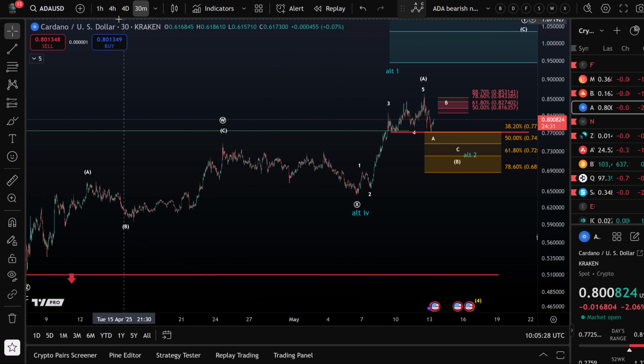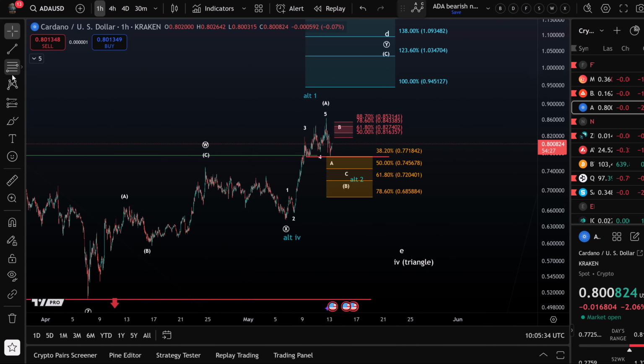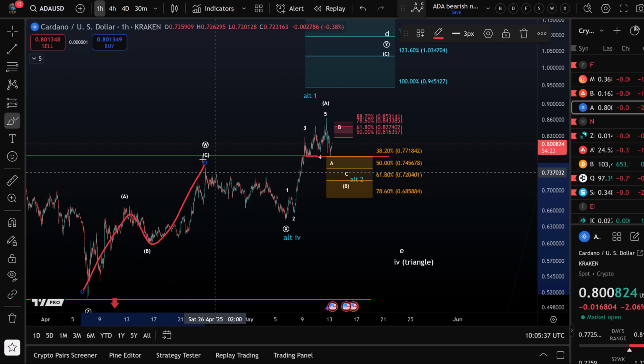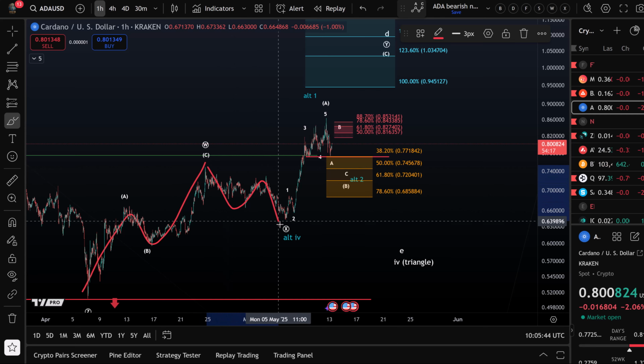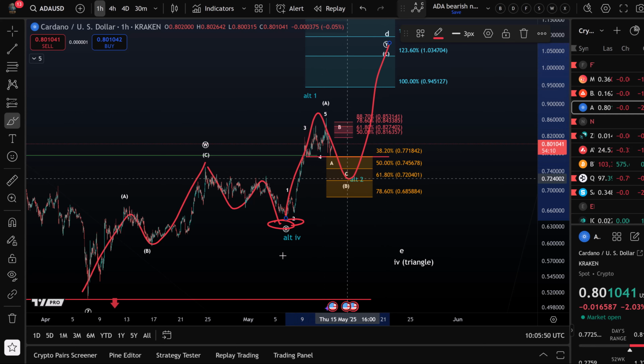It's not a high probability scenario given the entire structure, which is quite messy, but we have a 3-wave move up from the April low towards the 24th of April high. So we have an ABC structure in wave W, then an X wave pullback, and the Y wave to the upside would be an ABC structure. That's the idea.